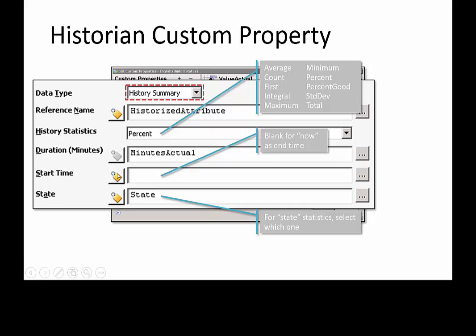We can give it a start time. It defaults to the current time. And then we can give it a state if we're trying to look at some statistics about a discrete variable, how many times it went on and off, whether it's running or stopped. We define what that state is. So let's go take a look at this live in a demo mode and show you this in action.